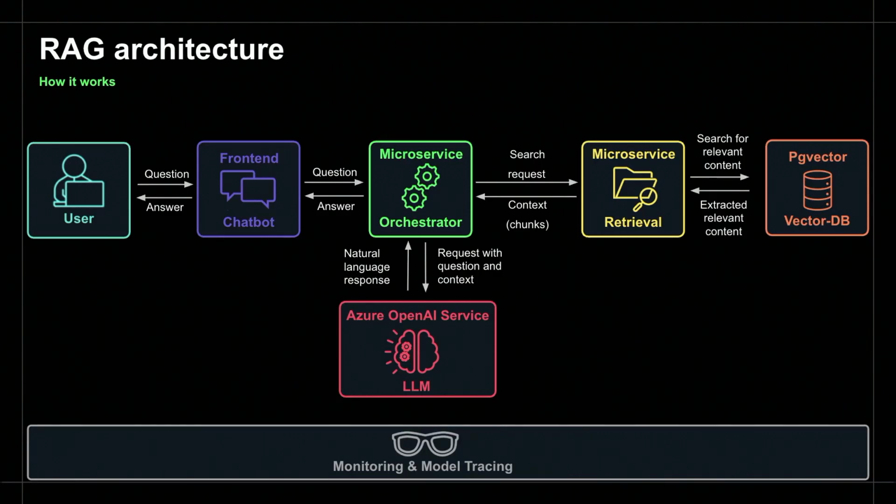Afterwards, the orchestrator packs the retrieved chunks together with the user request and sends it to the Azure OpenAI model that we have. And currently, this is the only cloud dependency we have in this solution. And after everything is extracted, all of the data is sent back to the user through the orchestrator microservice and the front end of the chatbot.